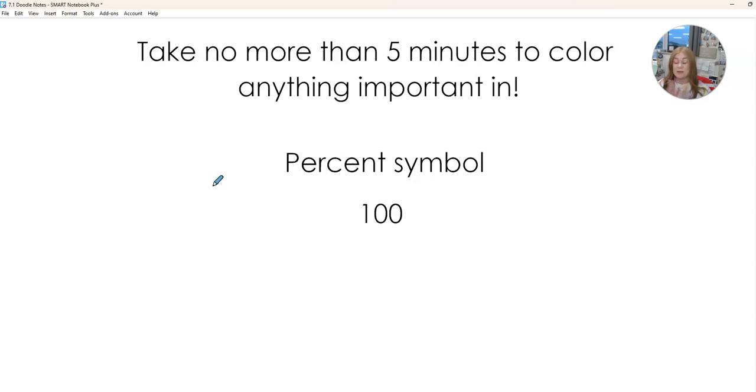So go ahead and take no more than 5 minutes, color in those percent symbols, that 100. That 100 is a big deal. So go ahead and finish those up.